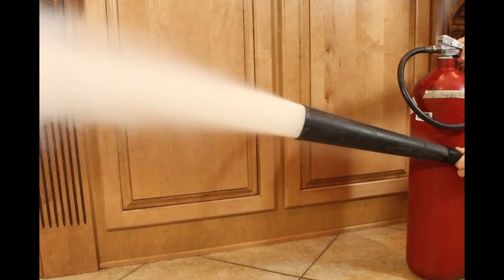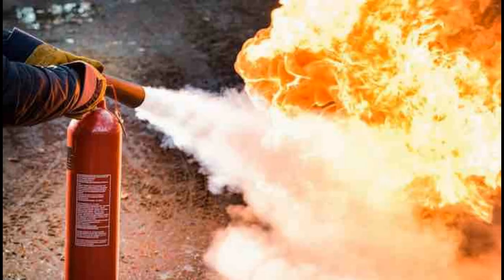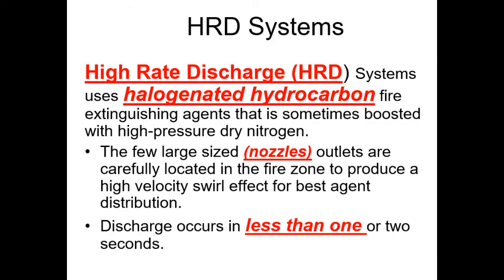This is an FAA test question. How does carbon dioxide extinguish a flame? Contact with the air converts the liquid CO2 into a gas and snow. If you've ever fired a CO2 fire extinguisher, you know the snow we're talking about. That snow smothers the flame. That is how CO2 extinguishes the fire. It is different than the halogenated hydrocarbons that we're going to look at later in the HRD systems.